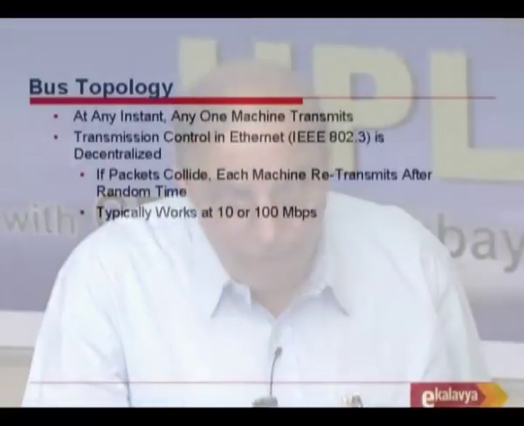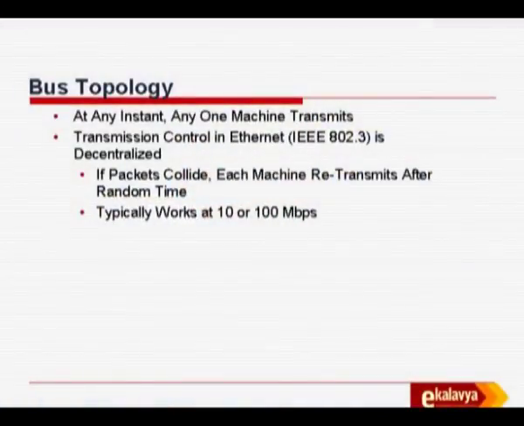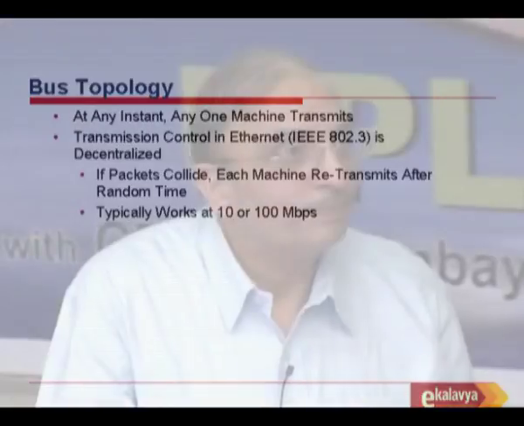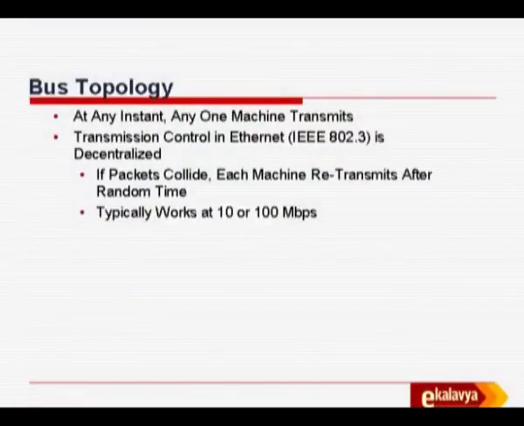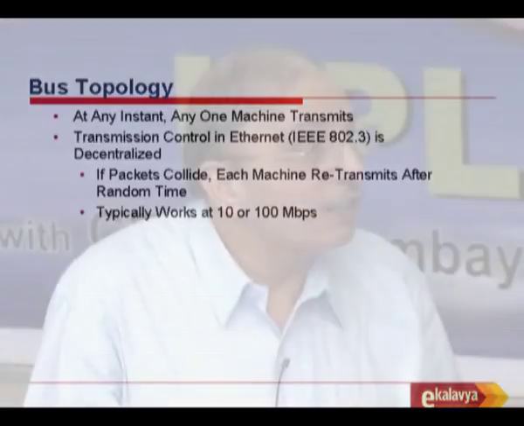This then is the principle that at any instance, any one machine can transmit. If packets collide, each machine retransmits after a random time. And surprisingly, you can achieve great speeds of faultless communication between different machines where packets move without any collision, to the extent of 10 to 100 megabits per second. And recent technologies permit transmissions of gigabit per second kind of speeds. The modern channels are gigabit per second.